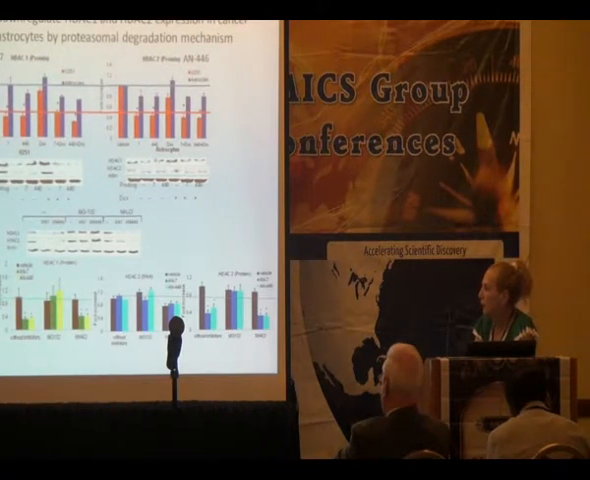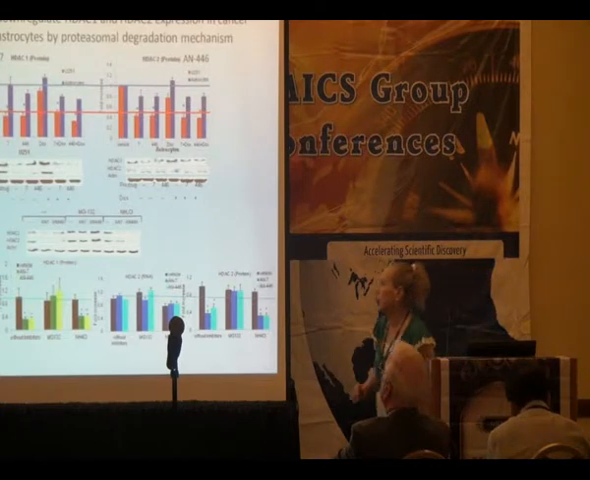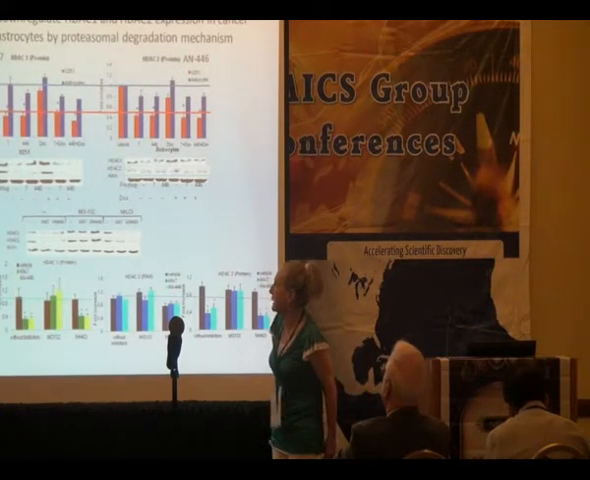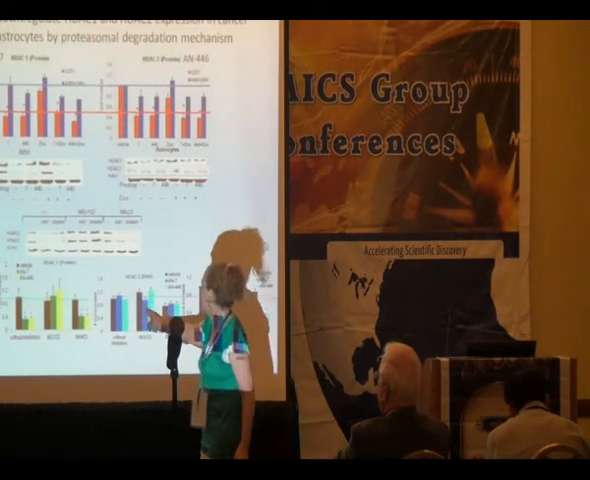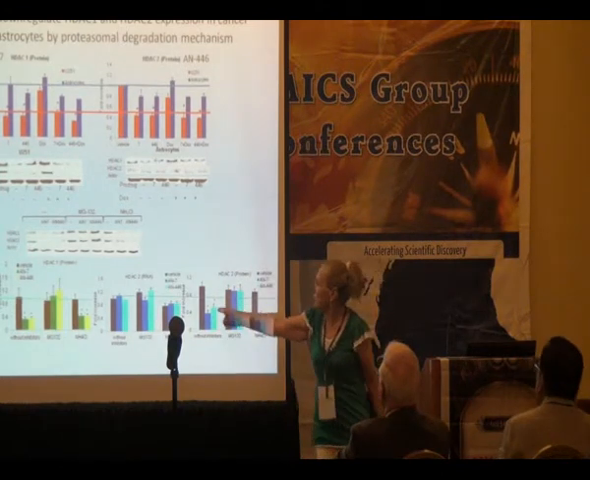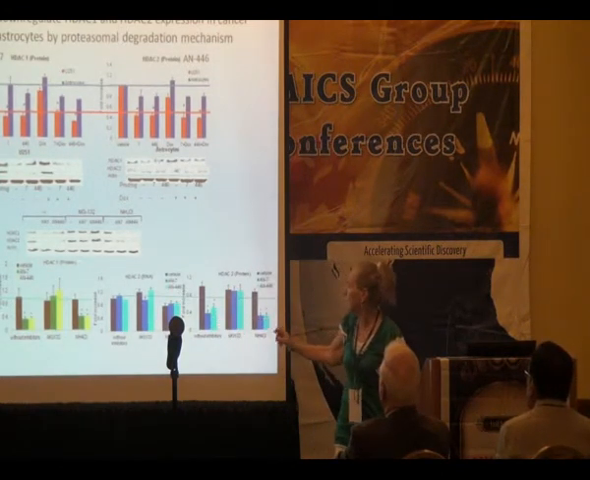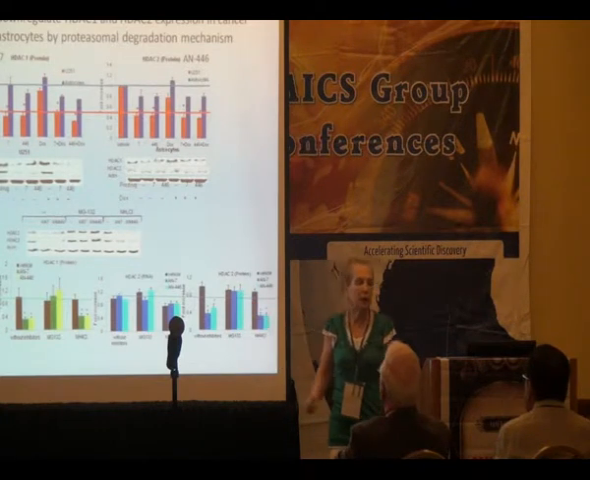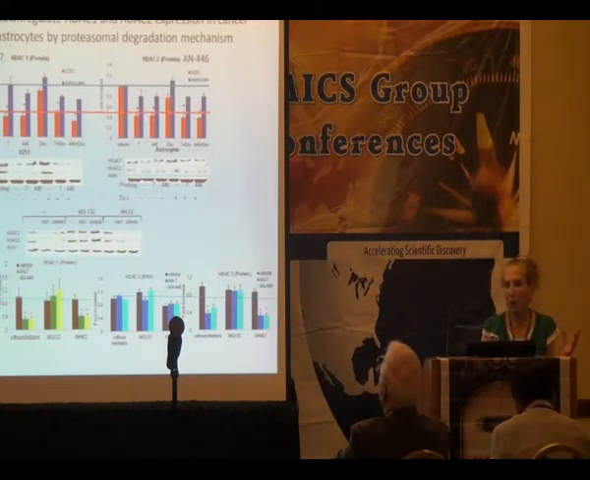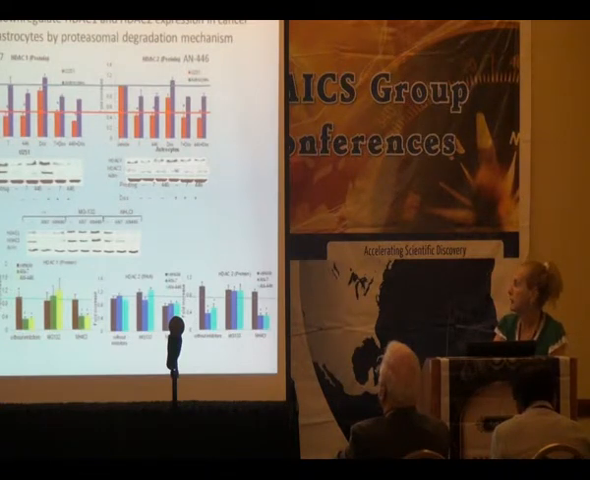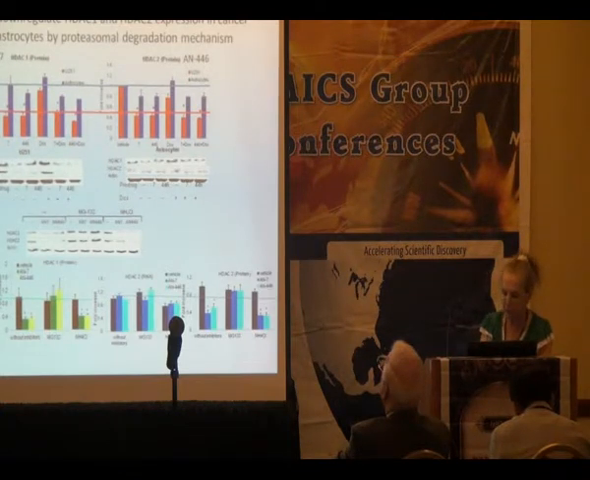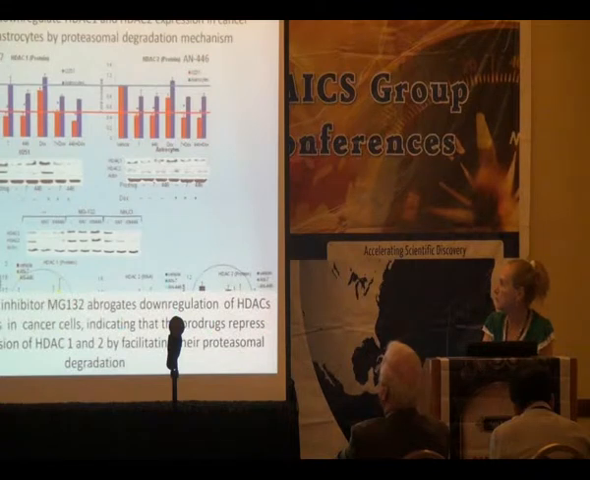And you can see that the level of RNA, which we looked at by real-time PCR, was unaffected, while the level of the protein, that you can see here and here, was significantly reduced by the prodrug and abrogated by inhibition of the proteasome. So one of the mechanisms by which the prodrug affect cancer cells is enhancing their degradation, reducing their half-life, by degradation in the proteasome.